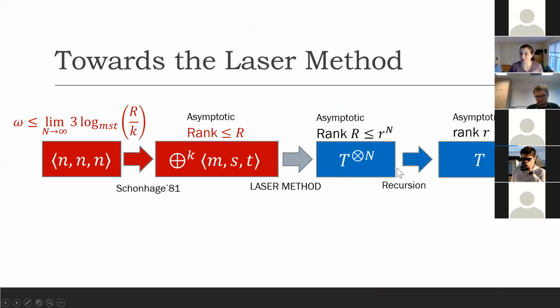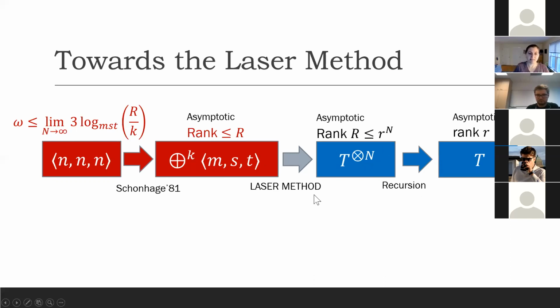All right, so here we are. So I've told you about the Kronecker product and the asymptotic rank, okay? And I've told you about the Schönhage thing, and the Schönhage thing also works with asymptotic rank. So if you have a bound on the asymptotic rank of this thing, then you also get a bound on omega, which is actually the limit as n goes to infinity of this thing.